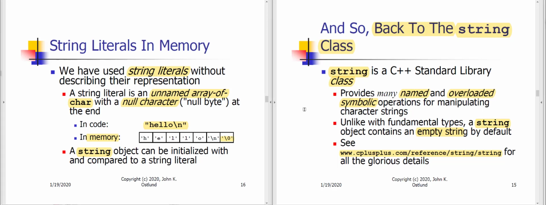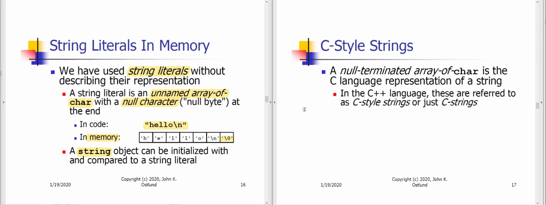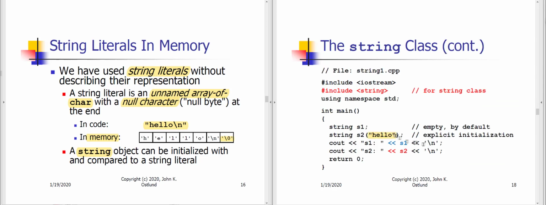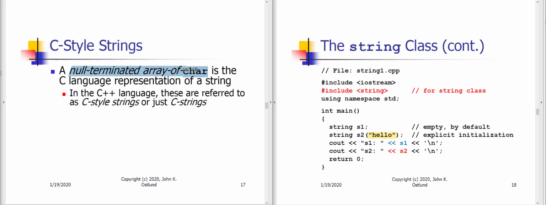Let's take a look at an example program. I'm going to skip slide 17 for just a second. Here is a string literal being used to initialize the string object s2. All right, now I will back up and take a look at slide 17. When you write a string literal, as I said, you get this unnamed array of characters with a null character on the end. This is called a null-terminated array of char.